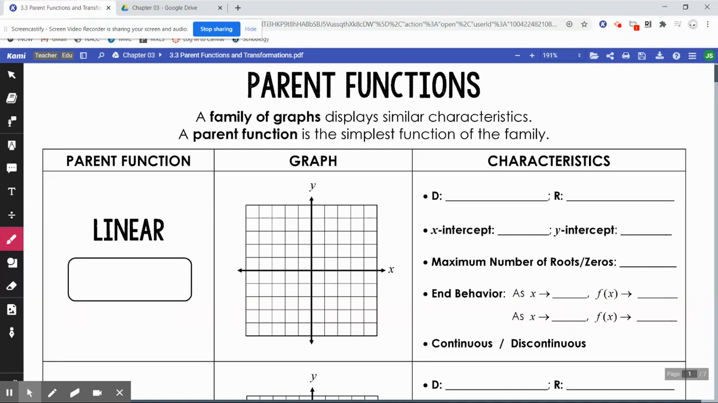Okay, in this video, we're going to be talking about parent functions. Now, let's start out by describing what we mean by a parent function. A parent function is the simplest function of that type, I guess you could say.